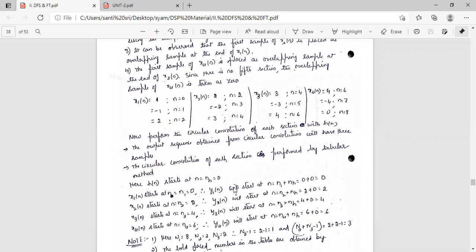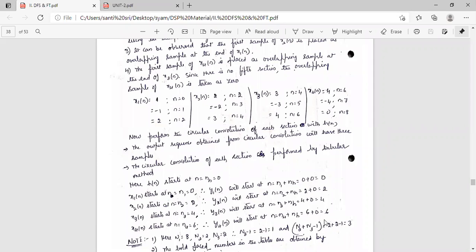Similarly, x2 of n starts at n equal to 2. h of n starts at n equal to 0. So 2 plus 0, it is 2. So y2 of n will start at n equal to n2 plus nh, that is 2 plus 0, it is equal to 2. Similarly, x3 of n starts at n equal to 4. h of n starts at n equal to 0. n3 plus nh, 4 plus 0, that is equal to 4. And similarly, x4 of n starts at n equal to 6. 6 plus nh 0, that is 6.